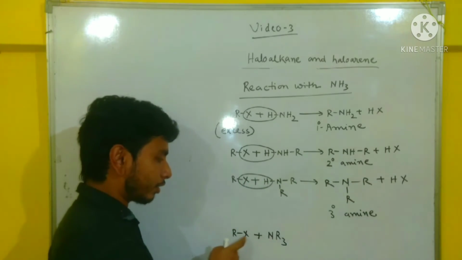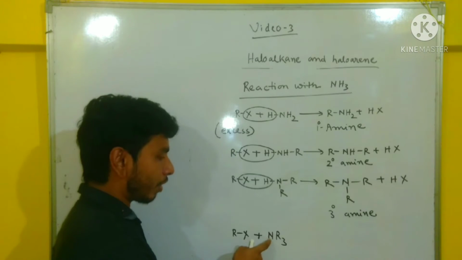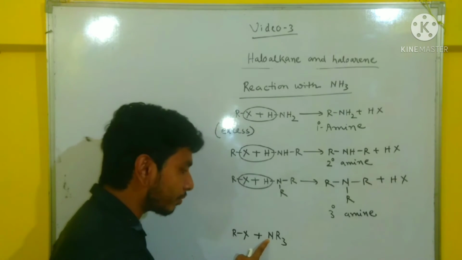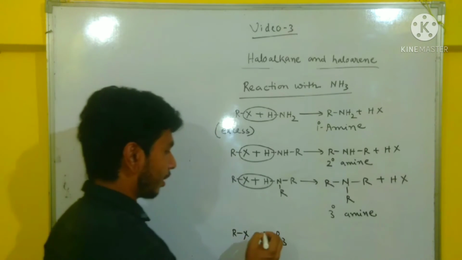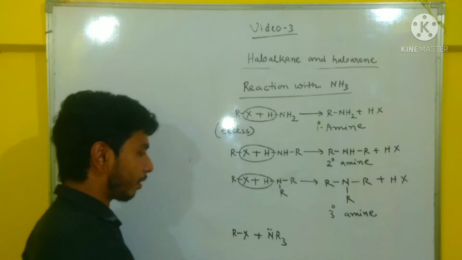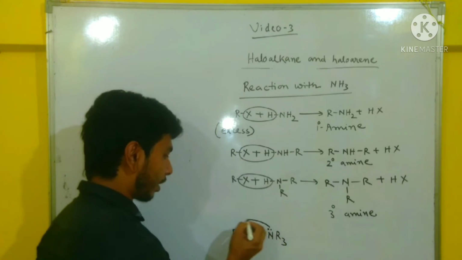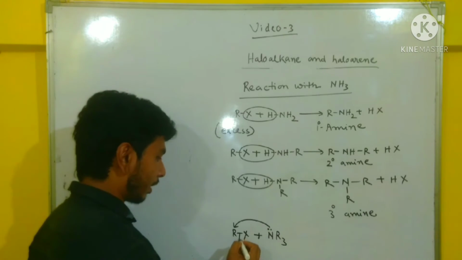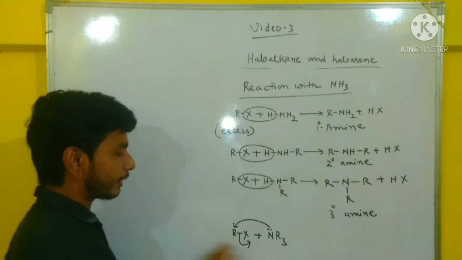So now nitrogen does not have any hydrogen, so the removal of HX is not possible. So now what will happen? Now nitrogen has a lone pair of electrons. So this lone pair will attack this alkyl group, and this halogen group is leaving.